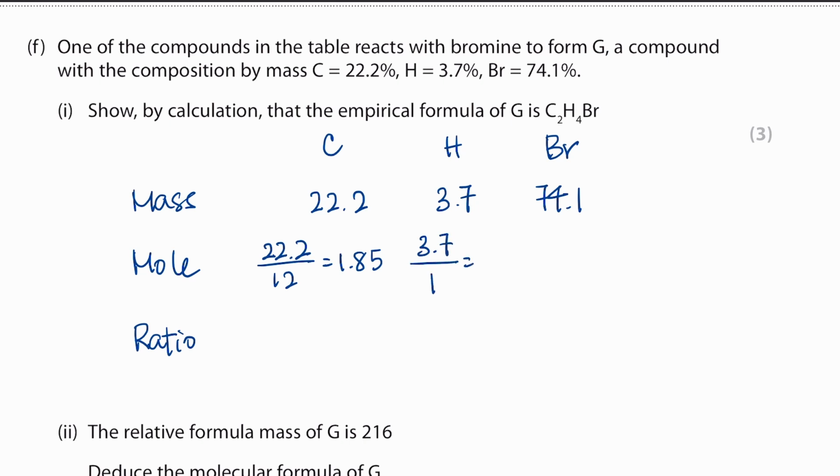Then we can do the same thing to the other elements. So for hydrogen, we have 3.7 grams, and it has a molar mass of 1, so therefore we have 3.7 moles of hydrogen in our compound. Then for bromine, if we divide its mass, 74.1 grams, with its molar mass of 80, we get 0.92625. Whew, that was a long number.